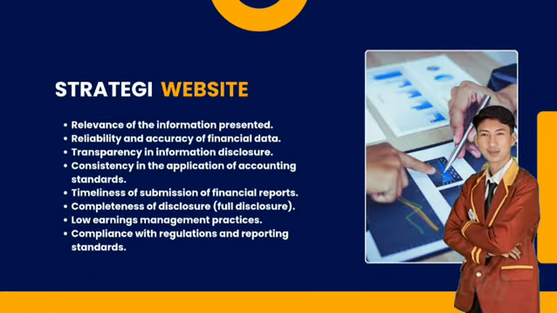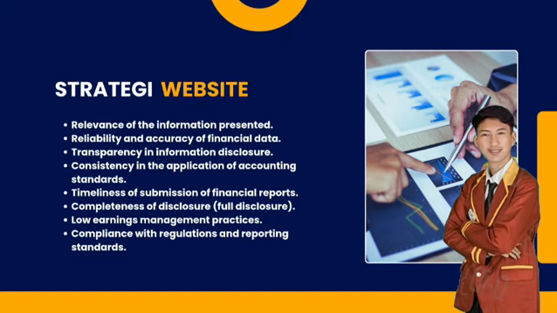On the third slide, we will discuss the indicators used to assess the quality of financial reporting. The first indicator is information relevance. The information presented must be useful to users and aid in the decision-making process. The second indicator is the reliability and accuracy of financial information. This means that the information presented must be free from material errors and reliable for users of the financial statements. The next indicator is transparency in information disclosure. Companies must disclose necessary information clearly and not conceal important facts that could influence user decisions.